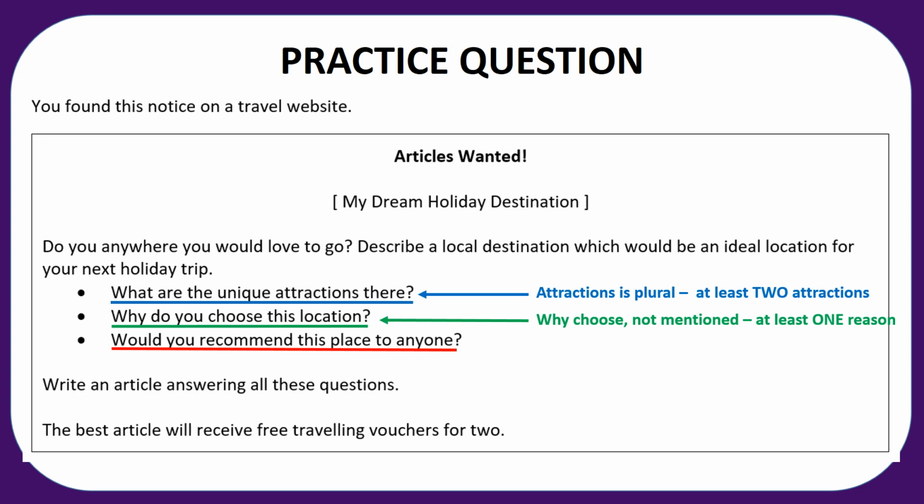And then why do you choose this location? So why choose is not mentioned here, whether it's singular or plural. But then again, when we give reason, when we share which one is the attraction, we must give reason why. So at least we must have 2 reasons here. And then would you recommend this place to anyone? This one, you need to mention it at least 1. So if we write 2 attractions and then 2 reasons, and then we mention we recommend this place, then we already have 5. But obviously we can write more than that.